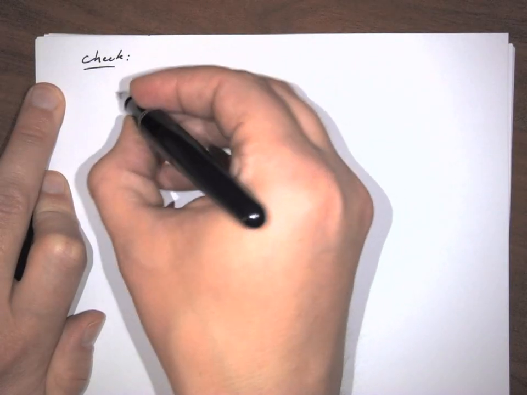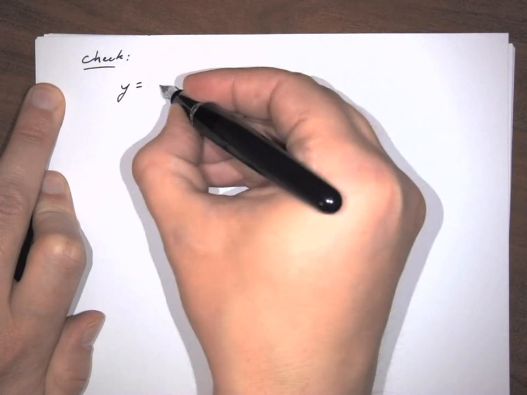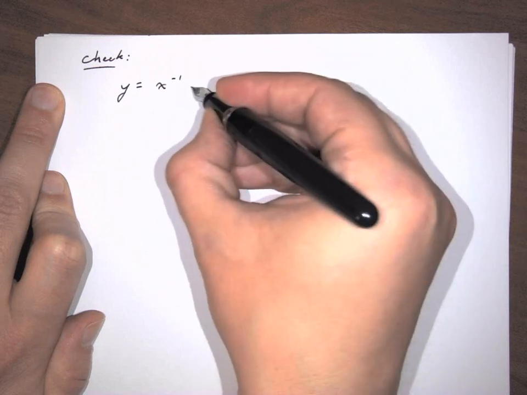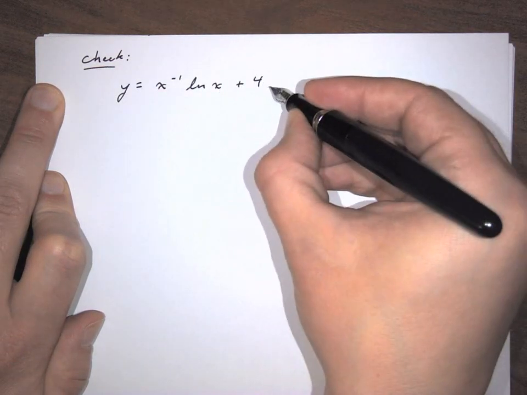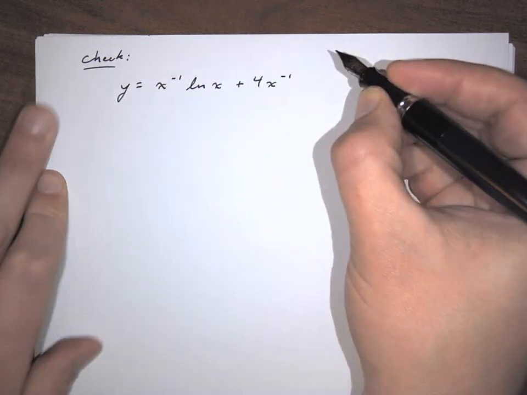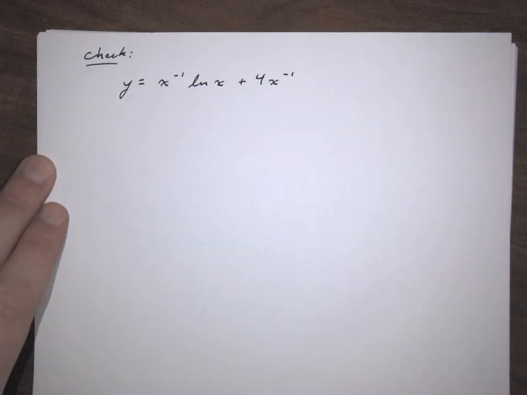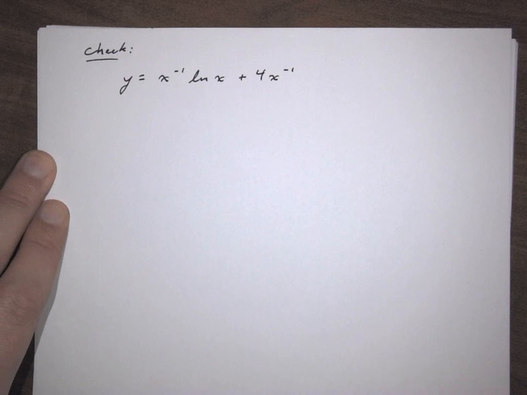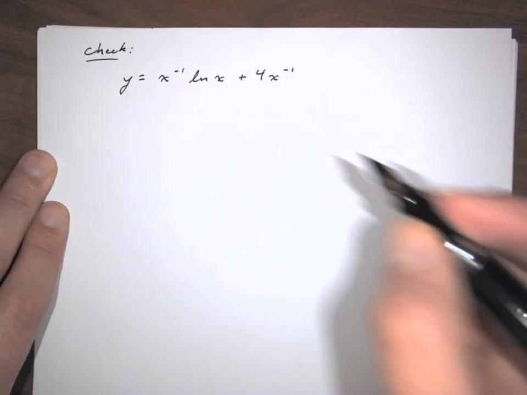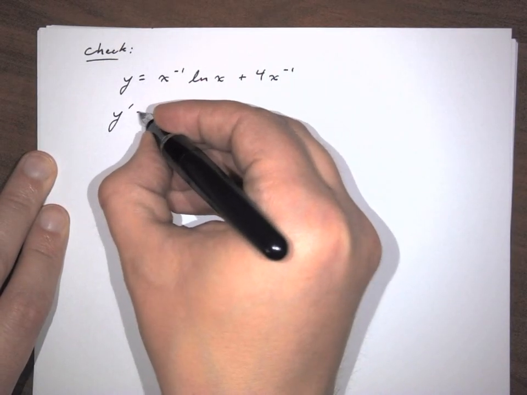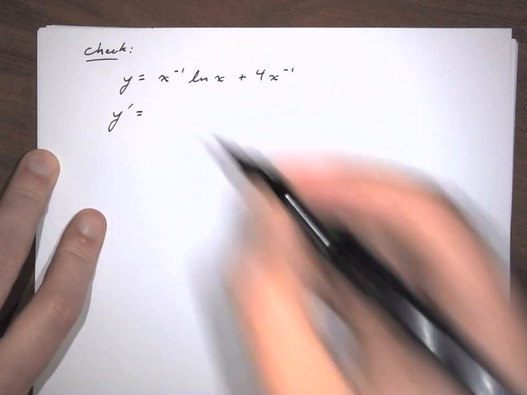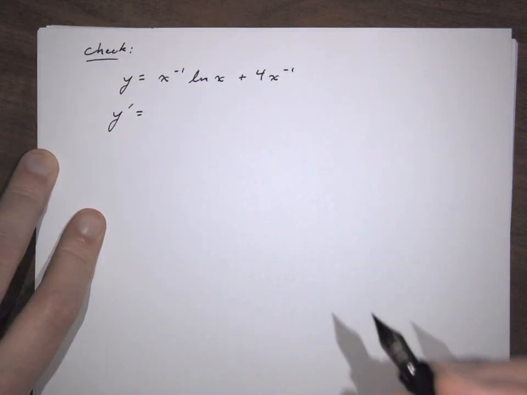So once again, the y in question here was equal to x to the negative 1 natural log x plus 4 x to the negative 1. So if that's the function that we're claiming is the solution to this particular differential equation, or a solution, I should say, then what that means is if we take the derivative, we take the second derivative, we put everything where it goes, we should get something that checks out.